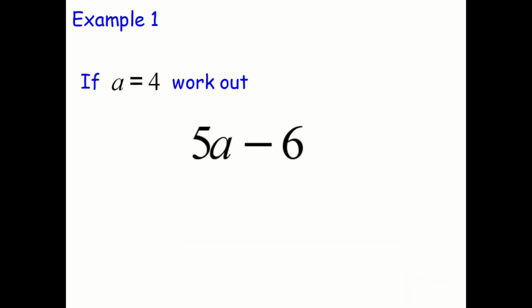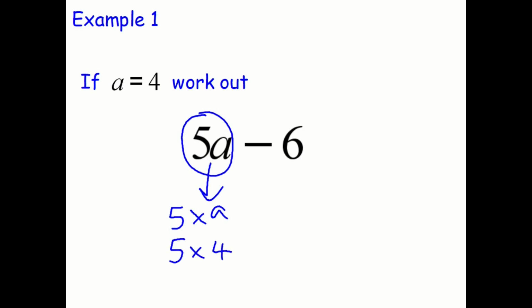So let's dive straight into an example. If a equals 4, work out 5a minus 6. So we are replacing the letter a with the number 4. Now remember, if a number and letter are next door to each other in algebra, this means that they are being multiplied. So this literally means 5 multiplied by a. And 5 multiplied by a is 5 multiplied by 4, because I'm substituting in that a is 4.